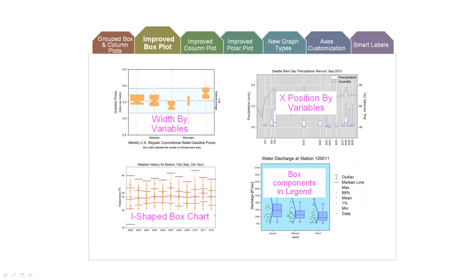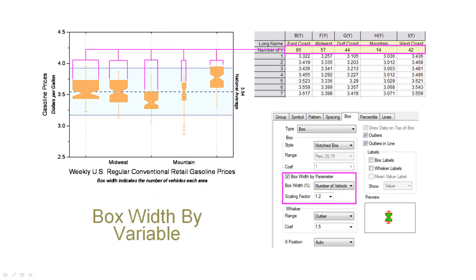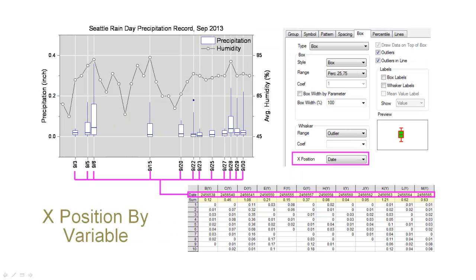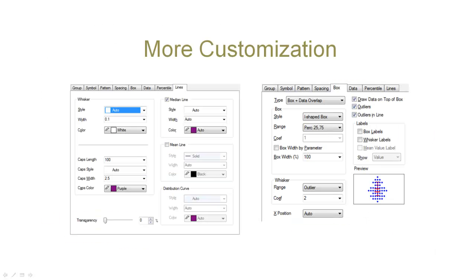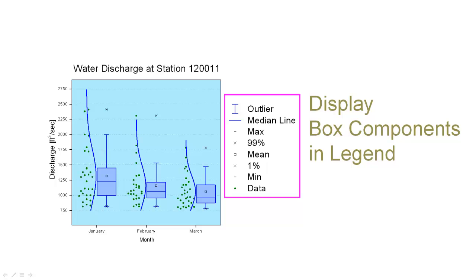Let's now view improvements for box plots. With the new box plot, you can control the box width with a variable located in the worksheet header row. The X position of the box can also be controlled by a variable in the worksheet header. Origin gives you the ability to easily customize every component of the box chart. For example, it is now easier to create an eye-shaped box chart, and you can also decide which components should be displayed in the legend.